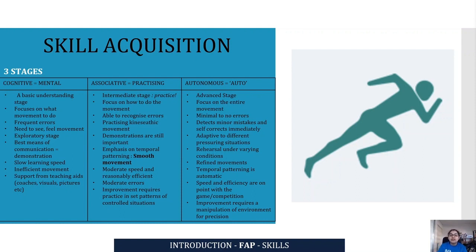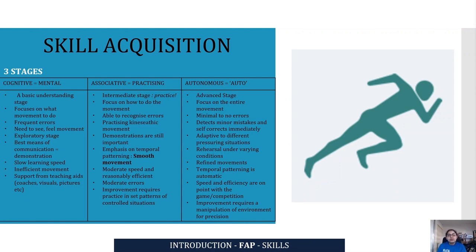So that will then lead to improvement requiring a manipulation of environment for precision. So we're now starting to get a better understanding of the environment, how to move, how to actually respond to certain stimuli as well while you're playing and while you're now adapting to the different aspects of the game. So again, at this stage, if you have any questions, feel free to ask.